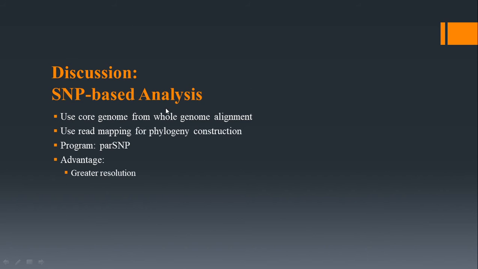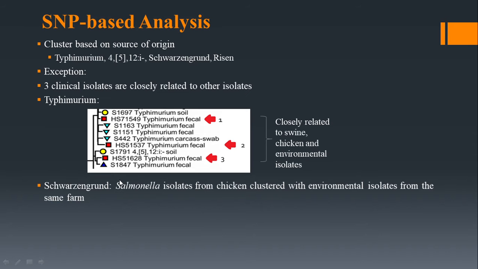Discussion: SNP-based analysis uses the core genome from whole genome alignment and uses read mapping for phylogenetic construction. The program is PAR-SNP, and the advantage is greater resolution. These 4 serovars are clustered based on source of origin, but there are exceptions, which is 3 clinical isolates that are closely related to other isolates. For example, in Typhimurium, these 3 are human clinical cases which are closely related to swine, chicken, and environmental isolates.